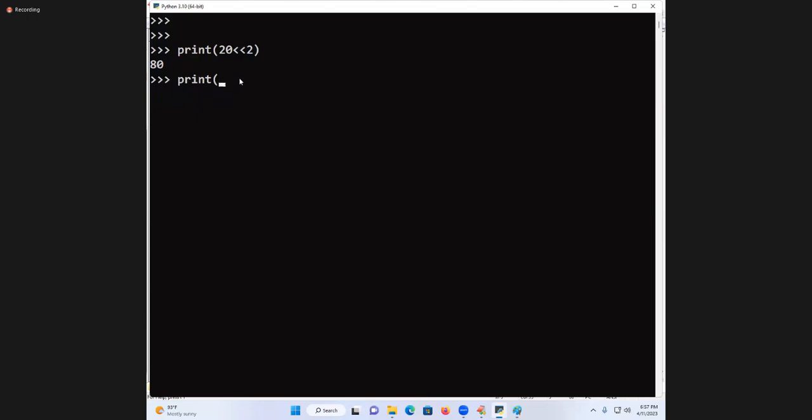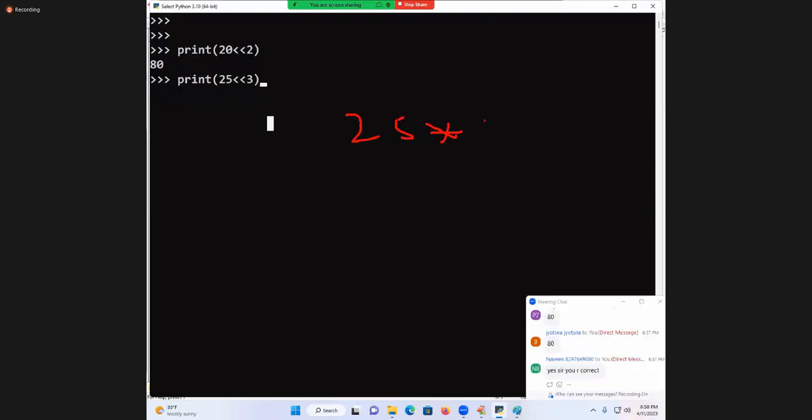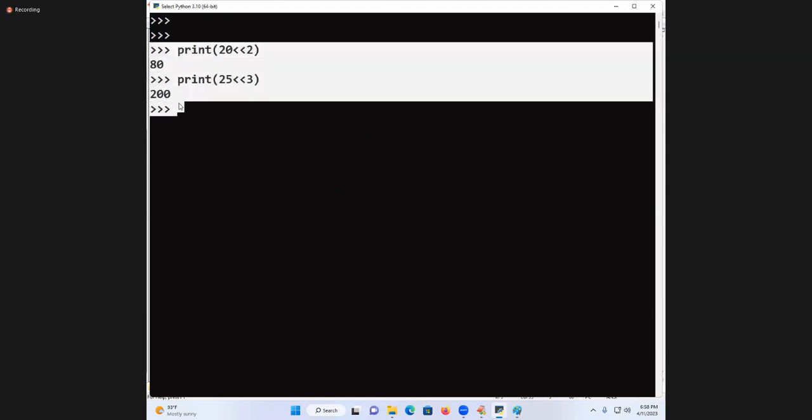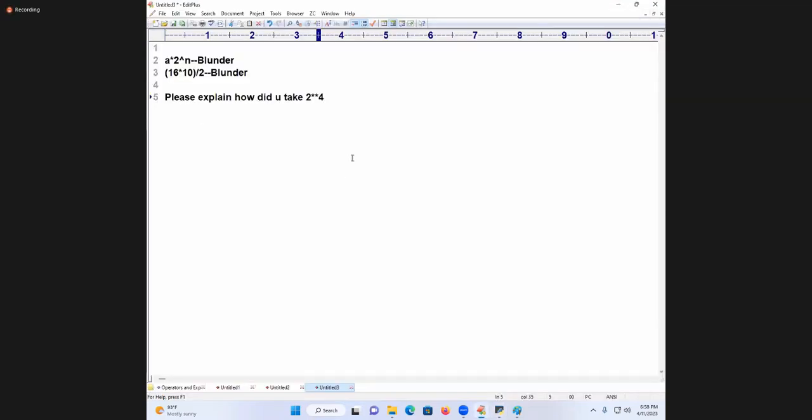Next I am going to see. Now I am going to say 25 double less than something, like 3, I am writing it. What is the answer now? Come on, answer now. 25 into what? 2 cube. 2 cube. 25 into what? 8. What is the answer? Come on. 200 is the answer. So will you answer if such questions are coming? Right. Are you able to follow? Yes. So this is the way you can take up this type of values.